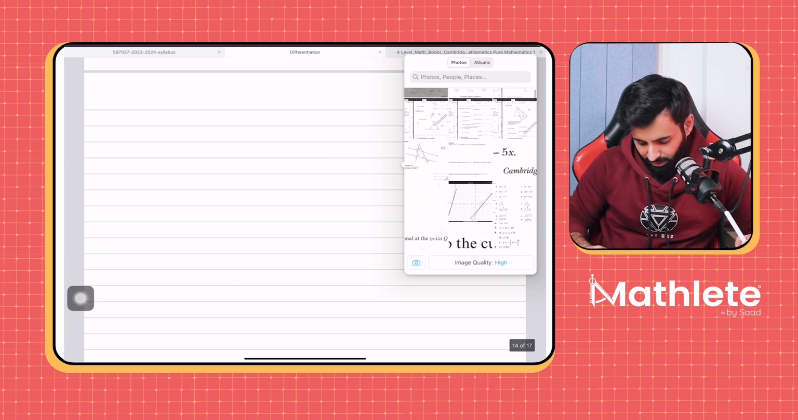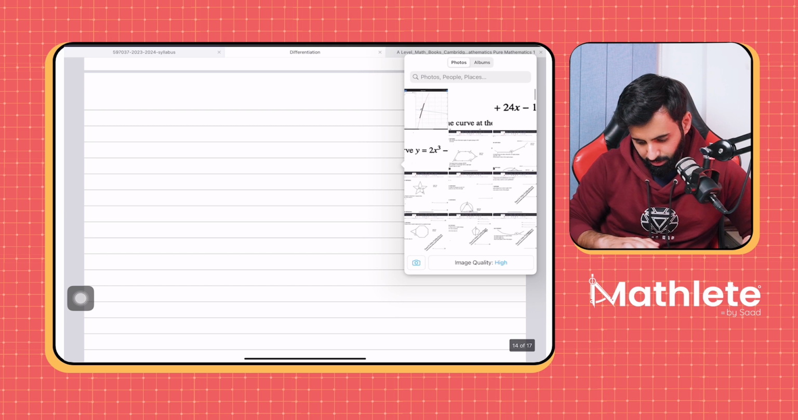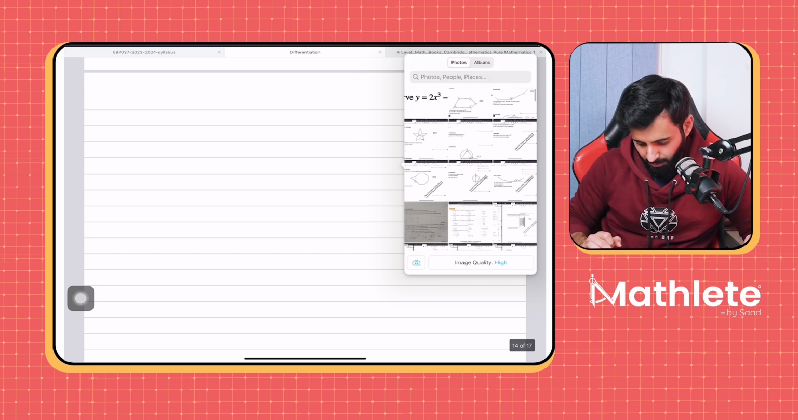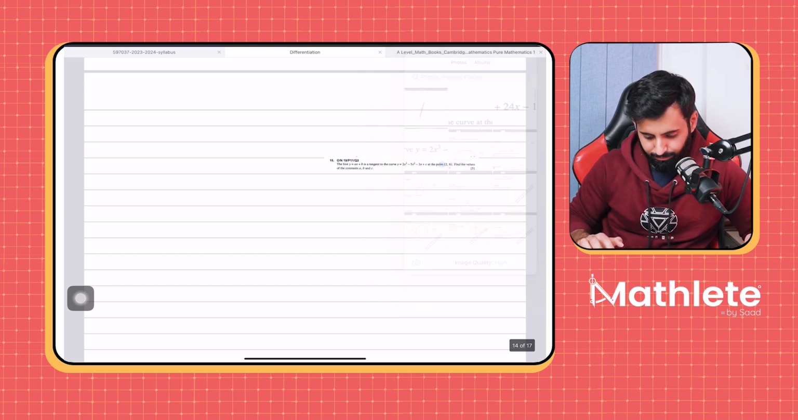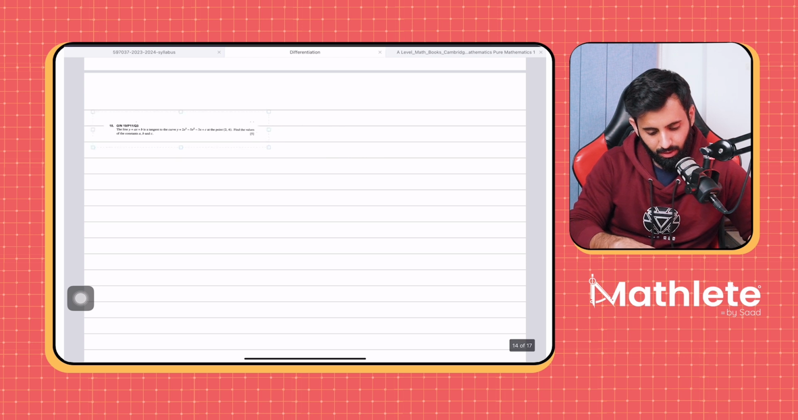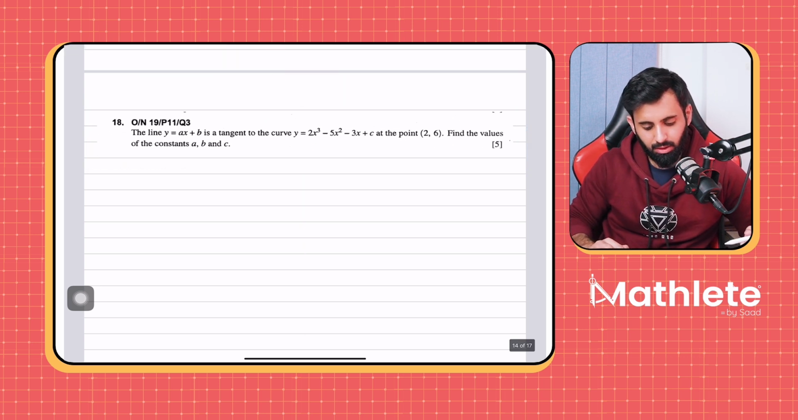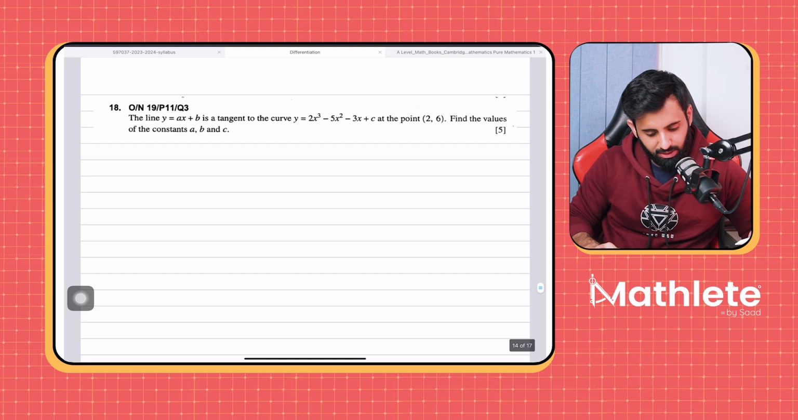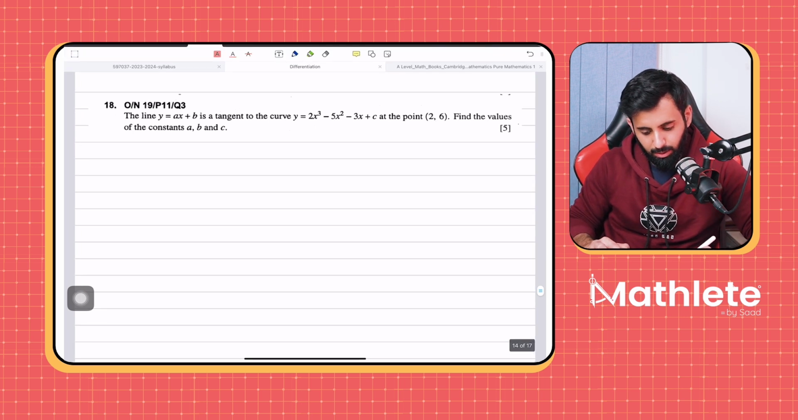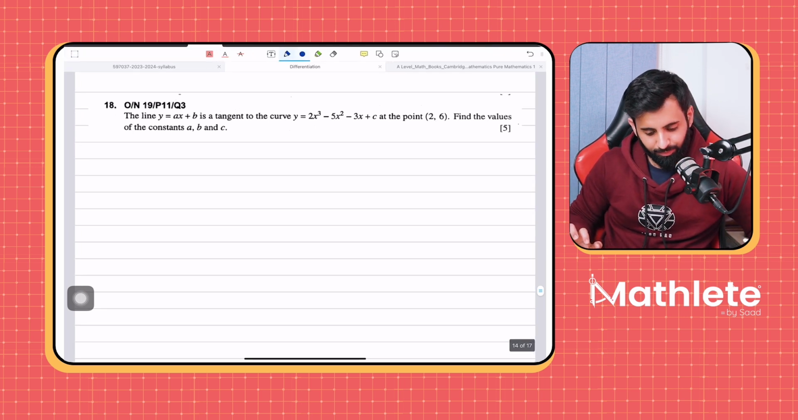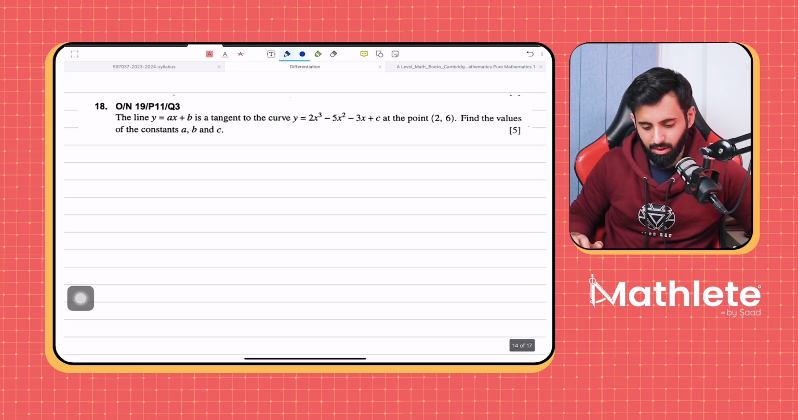Okay, I've taken out some past paper questions which we are going to solve. Here is one. It's a 5-mark question, a fairly recent one. Let's see what it says. The line y equals ax plus b is a tangent to the curve y equals 2x cubed minus 5x squared minus 3x plus c at the point (2, 6). Find the values of the constants a, b, and c.